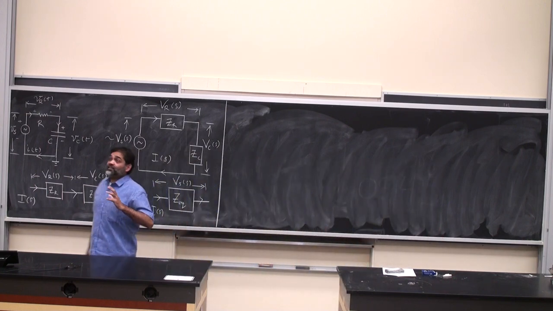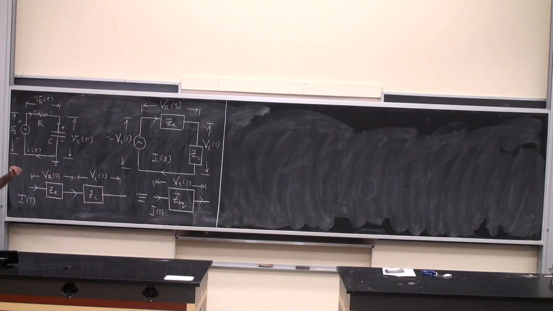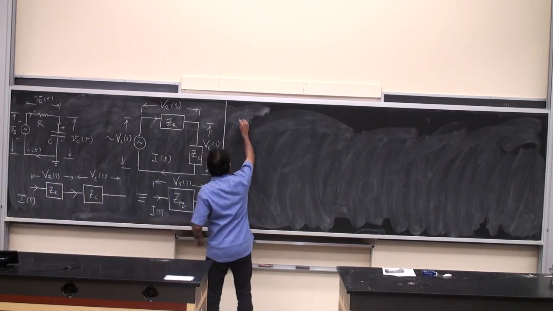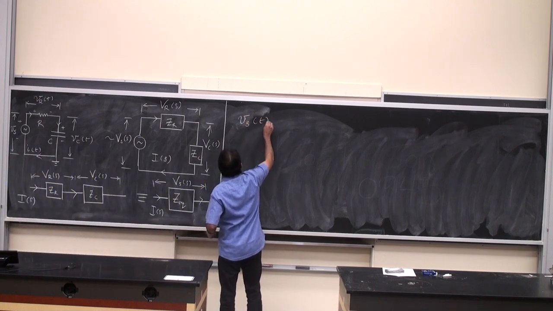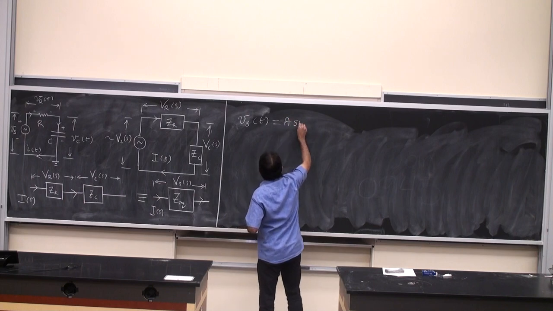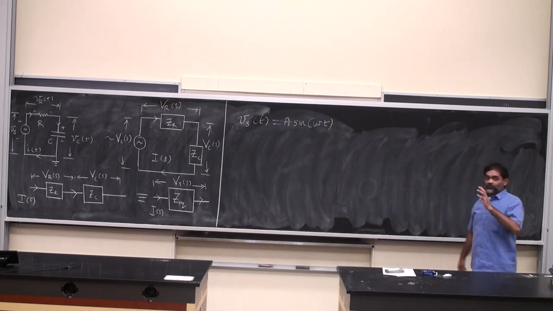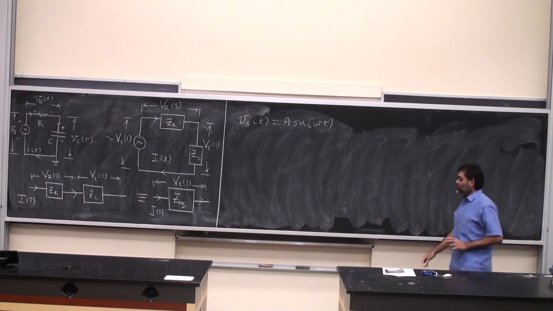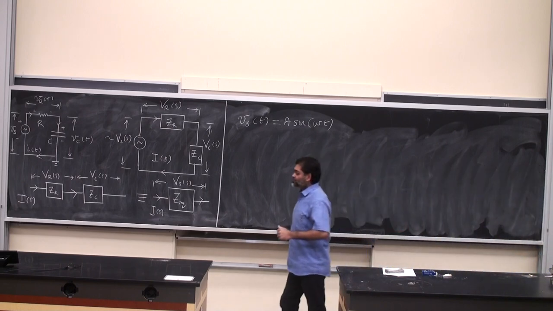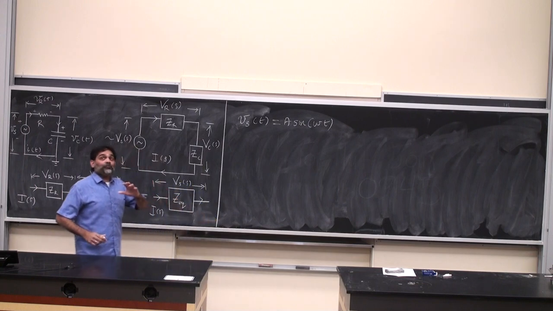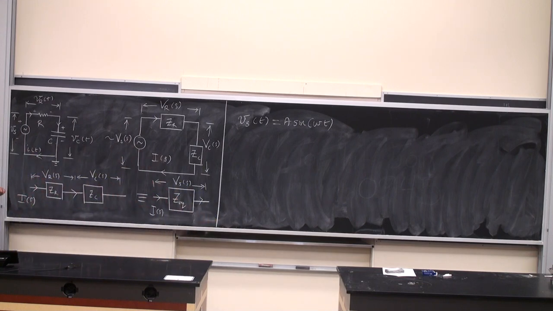The quantities that are interesting to me here are the following. Vs is the supply or the source voltage. Okay, we assume it to be sinusoidal. So A is the amplitude of the input signal, and omega is the carrier frequency or the excitation frequency. I want to come up with a system model that relates Vs and Vc.